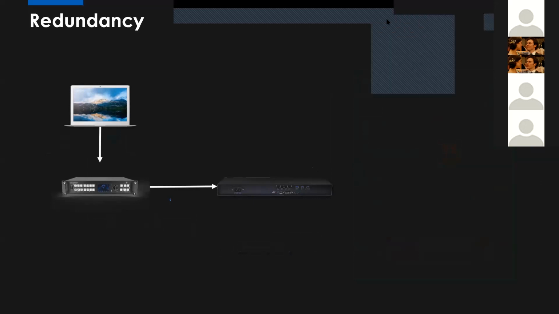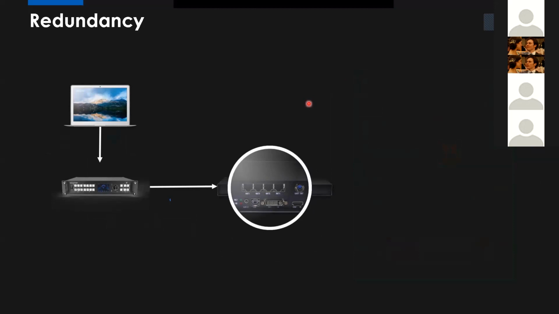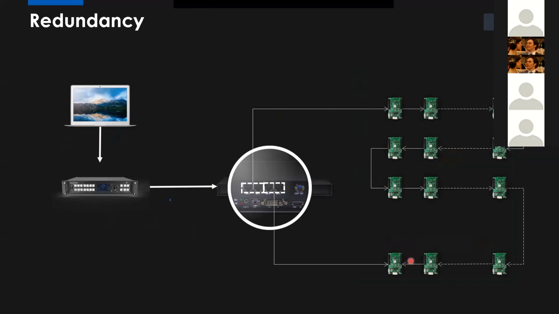And also you may have a question, if I only have one controller, can I still use the redundancy system? Yeah, the answer is yes. So we can use, for example, here I have a controller which has 4 outputs. We set the first 2 outputs as the primary and the last 2 ports as the backup. So if any cable between the controller and the receiving card is broken, the signal will be automatically reversed from the backup port to the screen.